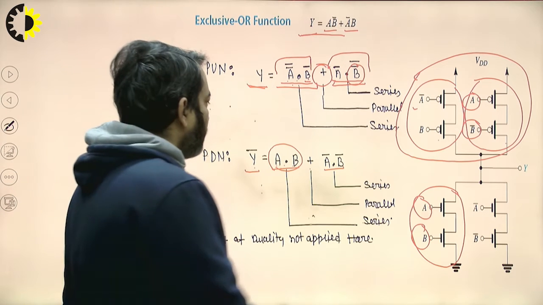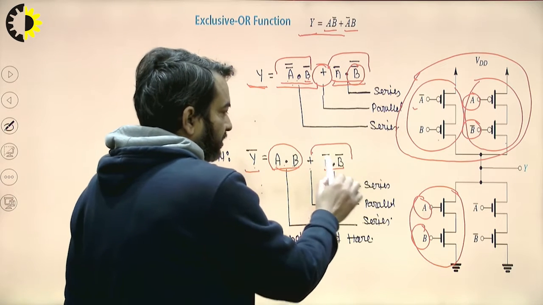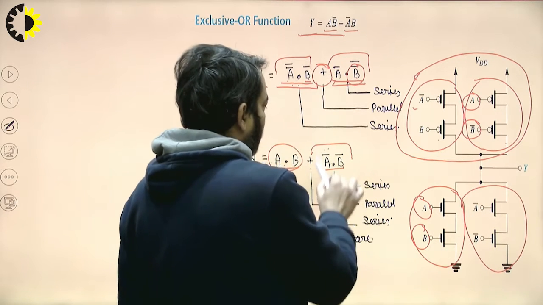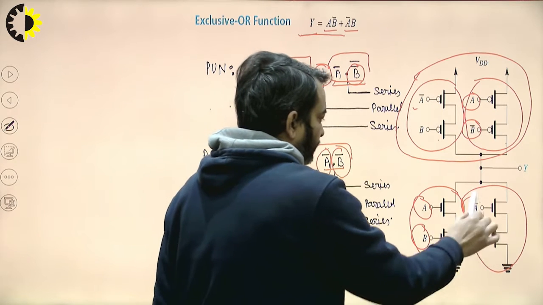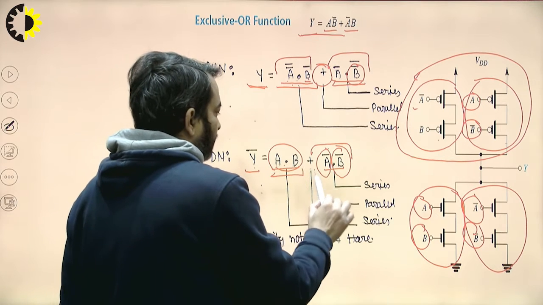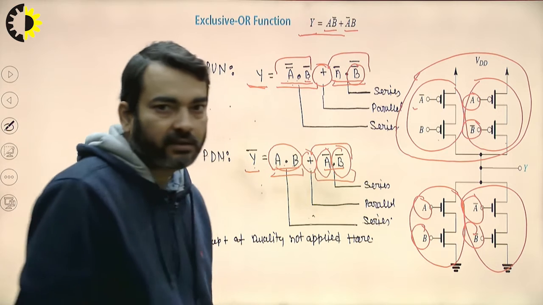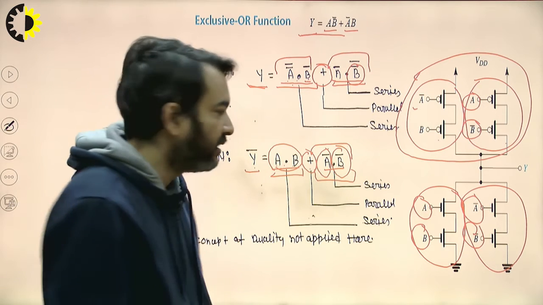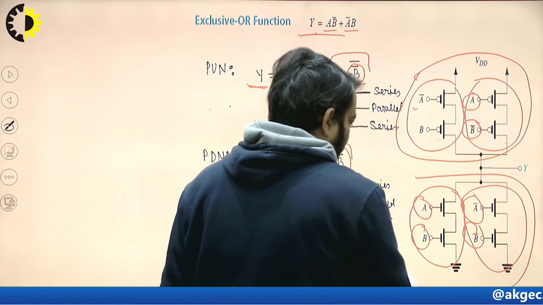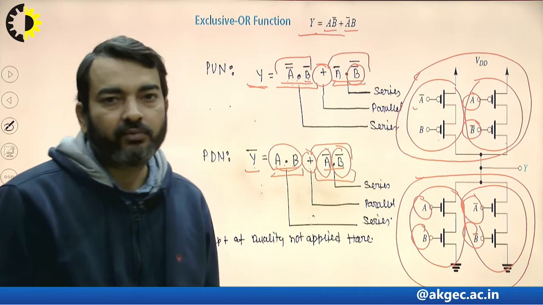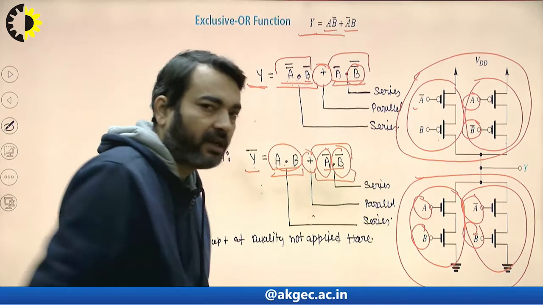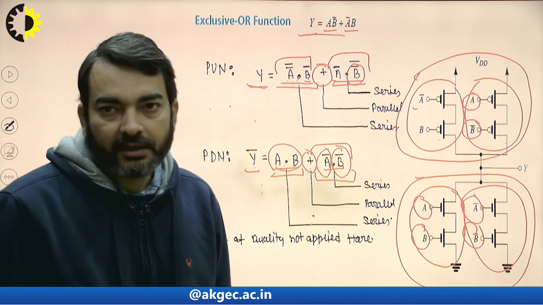Now coming to the second term, again a series connection of two NMOS, but now the inputs are A bar and B bar. And these two terms are ORed, so we will say parallel combination. The parallel of these two sub-networks will make the pull-down network. We connect this, and this will be the complete structure of the XOR gate in CMOS realization.